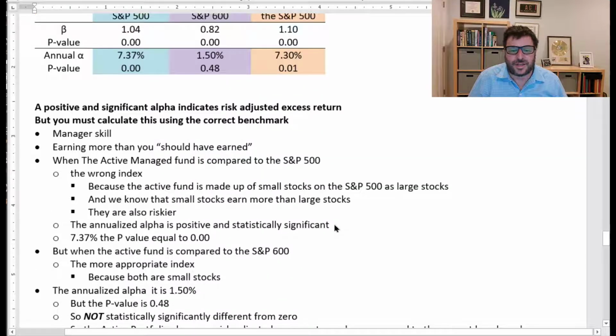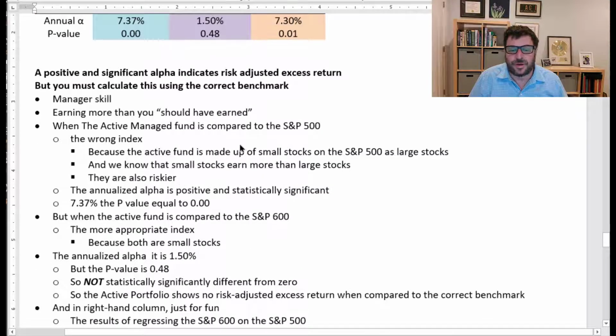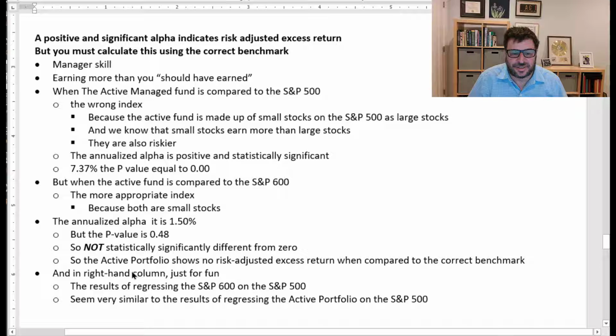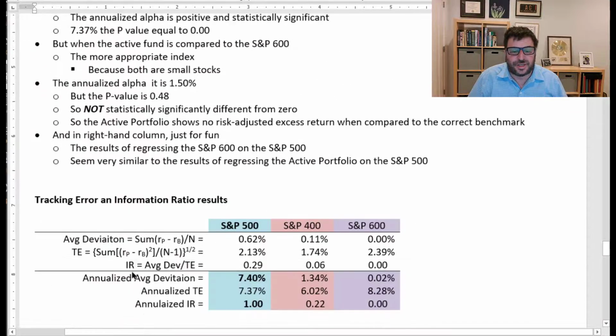And so when the actively managed fund is compared to the S&P 500, which is the wrong index, because the active fund is made up of small stocks, and the S&P 500 is made up of large stocks, and we know small stocks earn more than large stocks. They're also riskier. And so we have this very large annualized alpha and p-value, but when we compare it to the correct fund, we see that it is not statistically significantly different than zero.